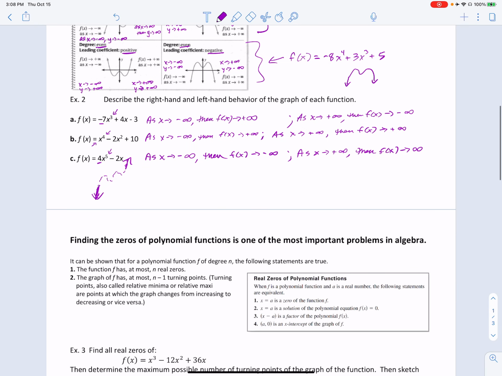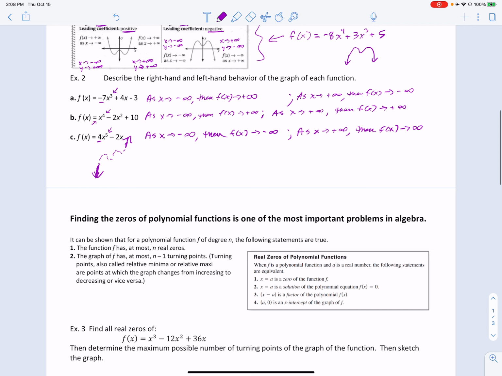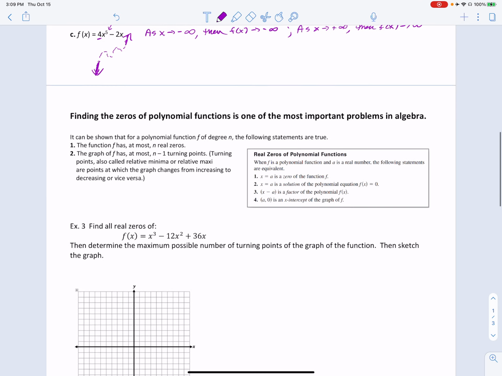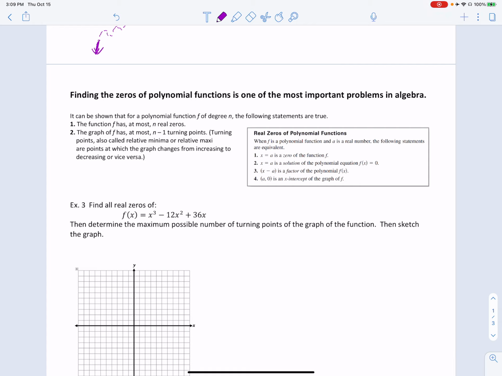All right, so you will be asked to describe the right hand and left hand behavior of the graph, and you should analyze it just the way we did and know that chart, know what the outcomes of that. So now we're going to move on to finding the zeros of a function. And it's one of the most important problems in algebra.